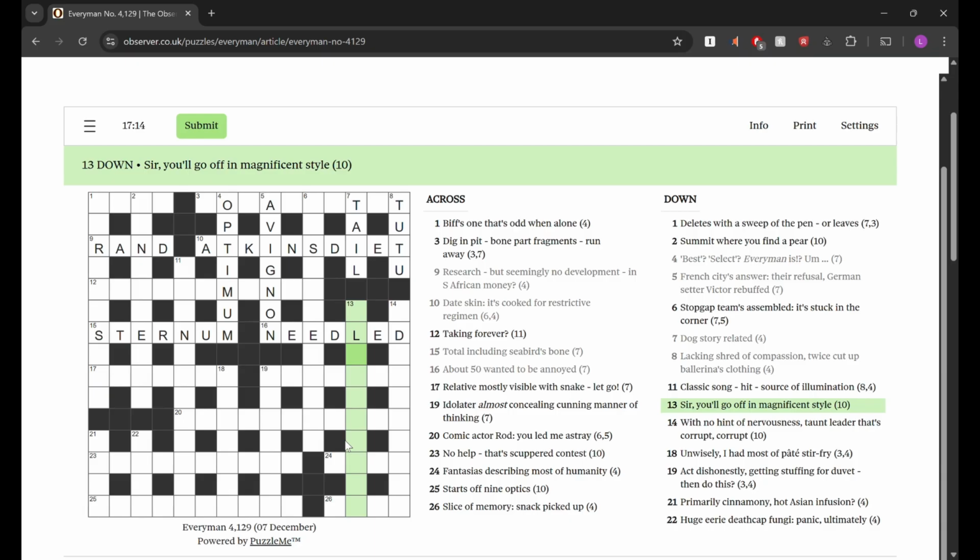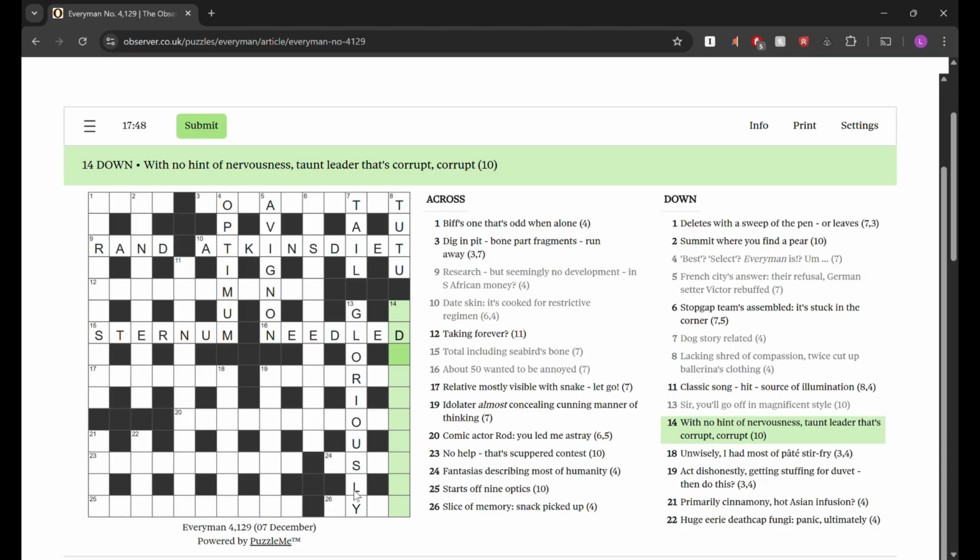Okay. 13 down. Sir, you'll go off in magnificent style. So off might be the anagram indicator. We've got a Y in there, so that would probably go at the end. Probably LY. So we've got Sir, you'll go gloriously, which means in magnificent style.